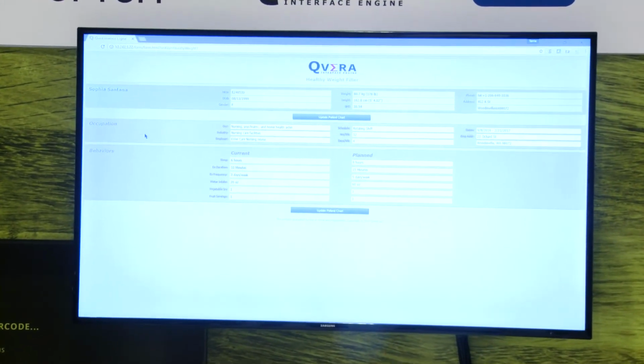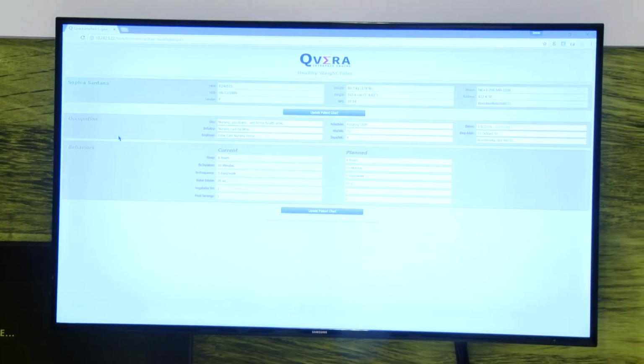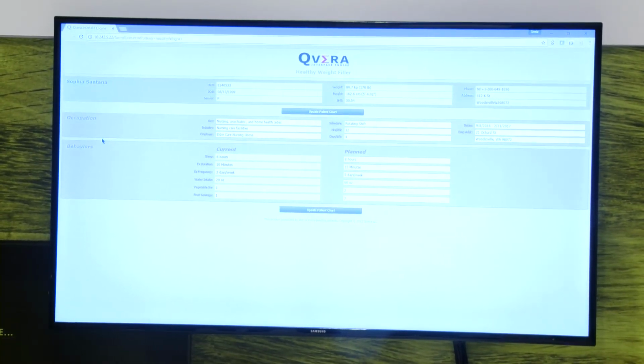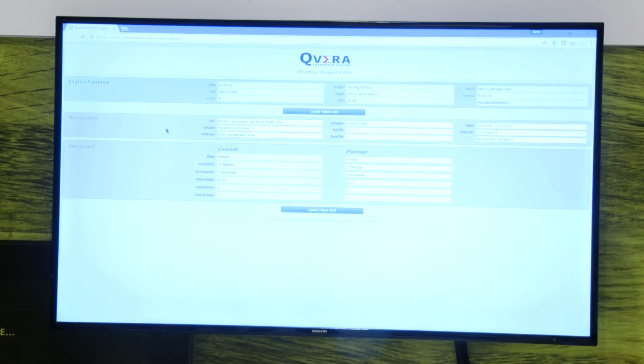Now, we gather information about her, we enter information about her occupation because that can also affect her healthy weight and allow us to make some plans based on that. Her behaviors that we're going to look at are sleep, the frequency, amount and time, duration of her exercise. We're going to look at her vegetable and fruit intake and the amount of water that she drinks every day. This will allow us to come up with a care plan so that when she leaves here, she has ideas of what she can do to help herself meet her goals.